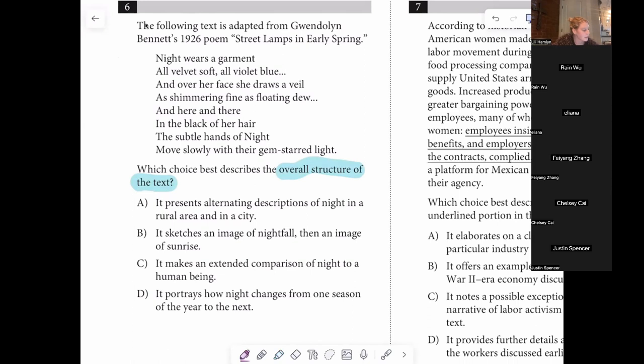Yeah, perfect. It's making an extended comparison of night to a human being. We can see at the beginning it says night wears a garment. Obviously, night can't actually, so this is a kind of personification of night, if you remember poetry terms from that kind of thing. 'All over her face, she draws a veil. In the black of her hair, the subtle hands of night move slowly.' So throughout, it's this personification of night as a human being. All right, great. Any questions on that before we move on to number seven?